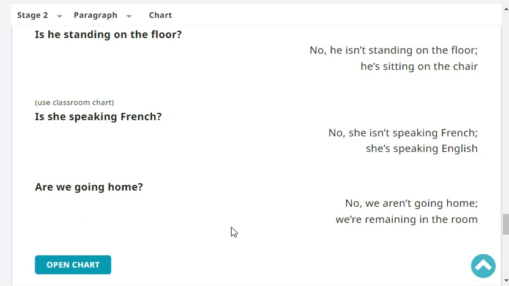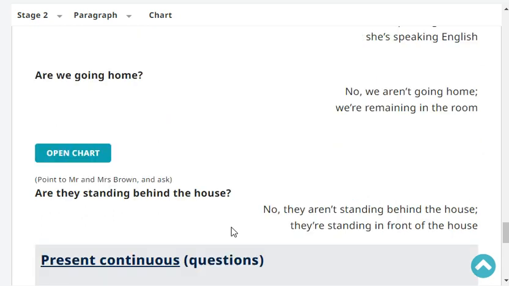Are we going home? No, we aren't going home. We're remaining in the room. Very good. Okay. Are they standing behind the house? No, they aren't standing behind the house. They're standing in front of the house. Very good.